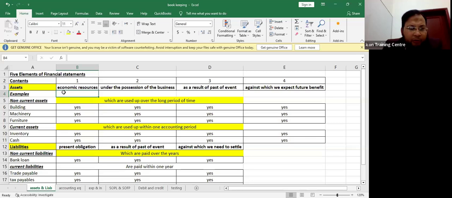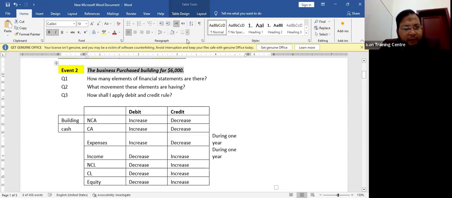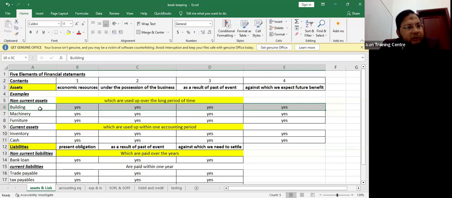So that is how we discuss what is the definition of asset. So there are four contents in the definition of asset. First of all, it should be our economic resource. It should be under the possession of the business as a result of past event against which we should expect future benefit. Now, in this particular transaction, the business is purchasing building, right? For $6,000. You can just have a look at this transaction again. It shows the business purchased building for $6,000, right? So it means that you're purchasing building.